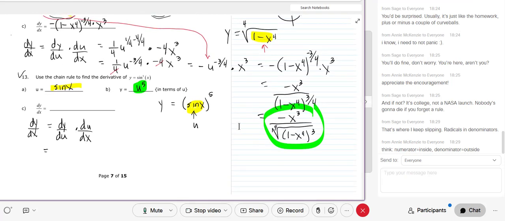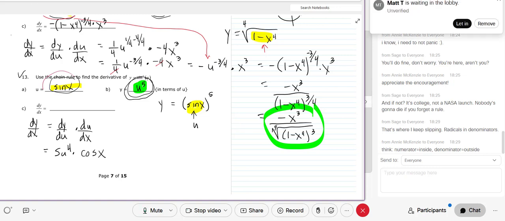So now when you do the derivative of y, you do the derivative of u to the fifth, that'll give you 5u to the fourth. You do the derivative of sine x, that's going to give you cosine x. And then the last step is always plugging the u back in. So your final answer, you would get 5 times sine x to the fourth power times cosine x. It's fine to write the answer that way, or you could just write 5 sine to the fourth x times cosine x.